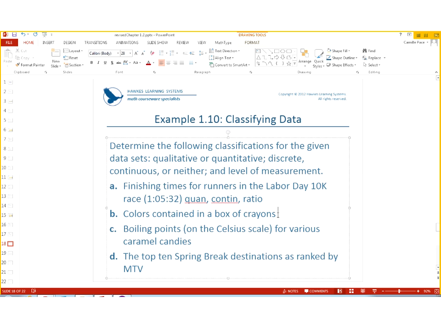Colors contained in a box of crayons. So we know that's qualitative because we can think of red, blue, green, and we know it's nominal because colors are names. That's all we need for this one. We do not need anything else.